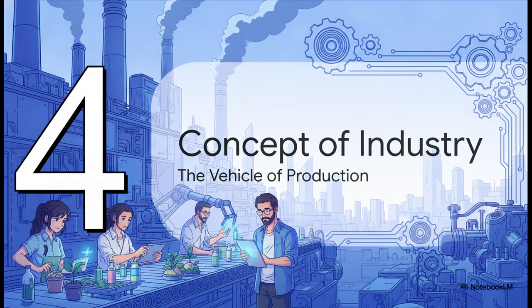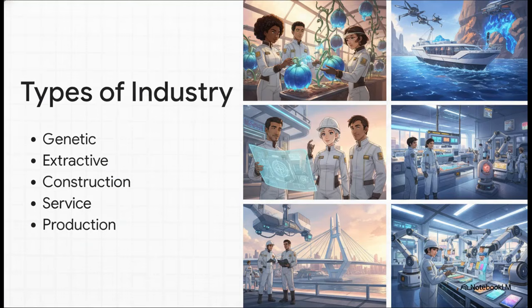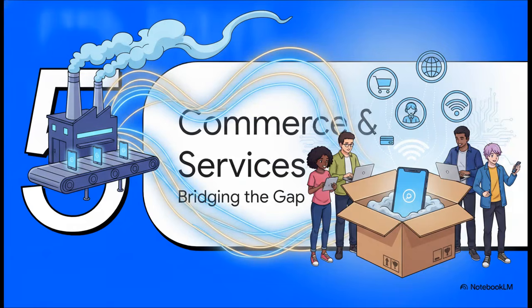Let's zoom in on part 4, the concept of industry. This is really the engine or the vehicle of production. Industry is the branch that's entirely responsible for creating, extracting, or manufacturing the goods we use, and it breaks down into some specific subcategories. You've got the genetic industry, which is all about breeding plants and animals. Think agriculture. Then there's the extractive industry, literally pulling resources straight from nature, like mining. Construction, as you'd guess, builds our infrastructure. And finally, service and production industries take those raw materials and actually manufacture them into the finished consumer goods we buy.